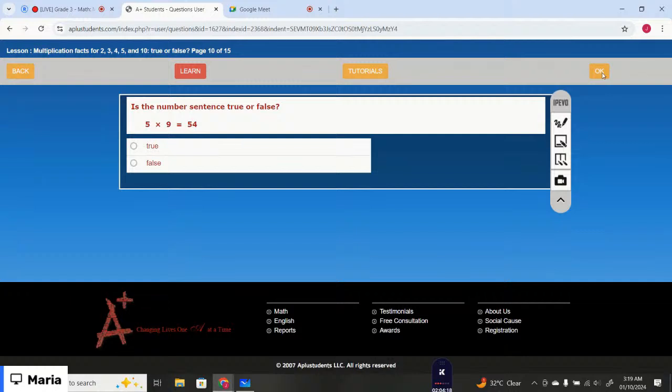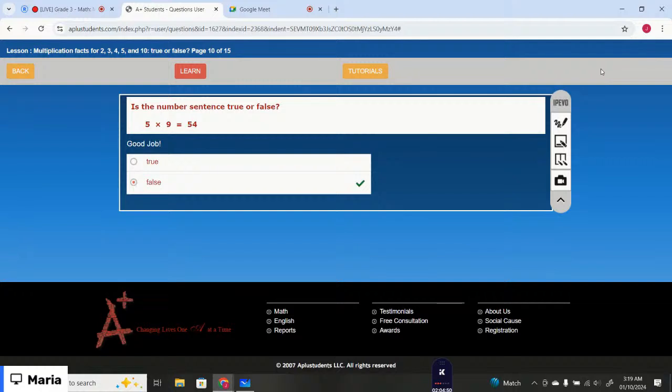Is the number sentence true or false? 5 times 9 equals 54. So which is the correct option? 5 times 9 equals 45, not 54. So again, false it is. Option number 2 is the correct option.